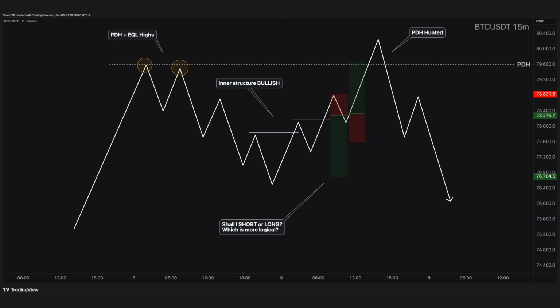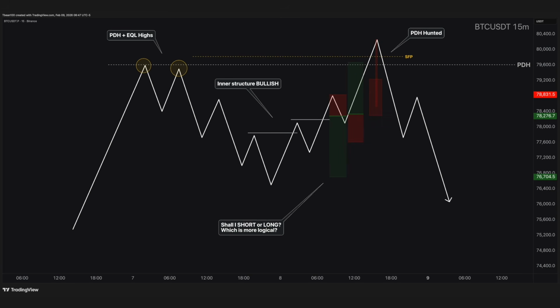But what happens once price reaches and hunts that institutional level? What should we be thinking about at that point? We still need to look for additional clues from the price action before making another decision. For example, is the price getting rejected from that level, maybe forming something like a swing failure pattern? Another important thing to check is whether the structure has changed and the inner trend has now turned bearish. If the momentum shifts and the inner structure flips to bearish, then taking a short and following that new momentum becomes the better idea now.